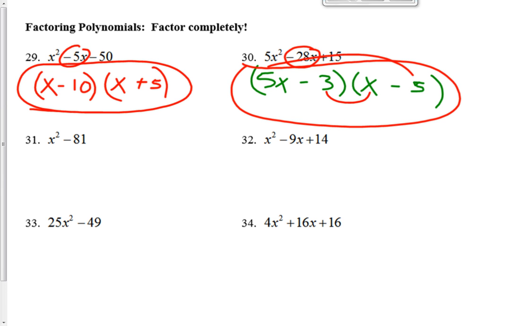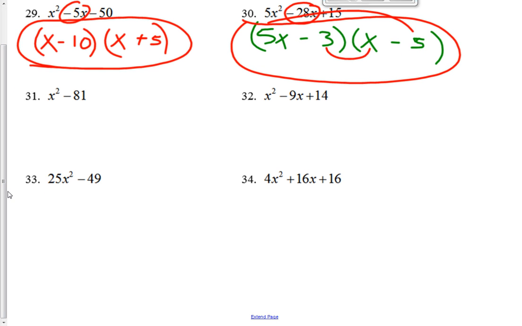Number 31, when you see two terms, you should think the difference of two squares. So the difference of two squares: the square root of the first term goes in the first terms of the binomials. The square root of the second goes in the second terms of the binomials. And then one is a minus sign, one is a plus sign. x minus 9 times x plus 9.